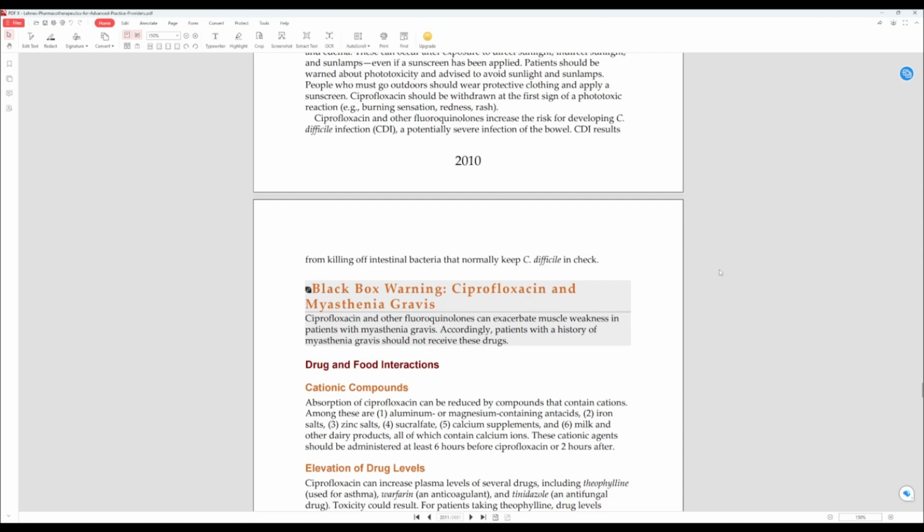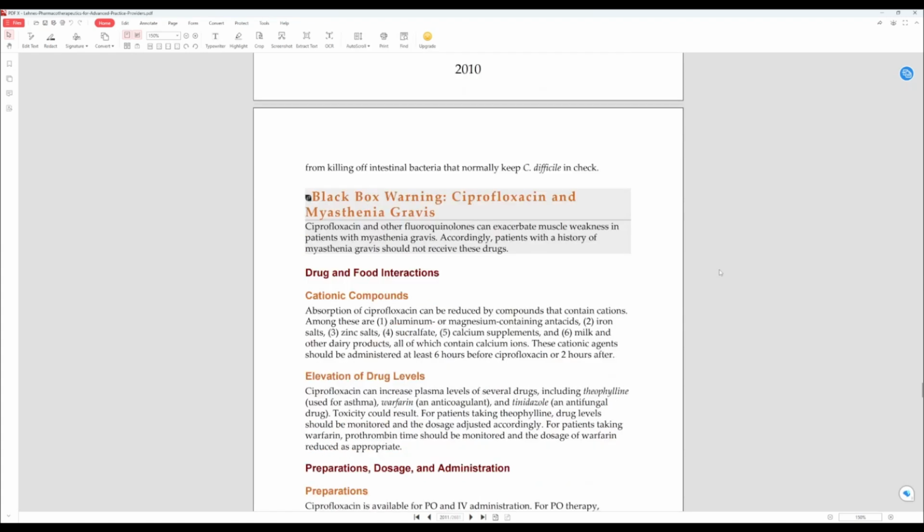Ciprofloxacin, as well as other fluoroquinolones, increases the risk for developing C. difficile, a potentially severe infection of the bowel. Clostridium difficile results from killing off intestinal bacteria that normally keep C. difficile in check. Which brings us to another black box warning.